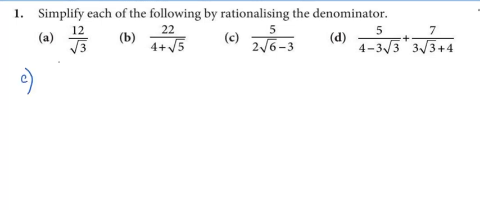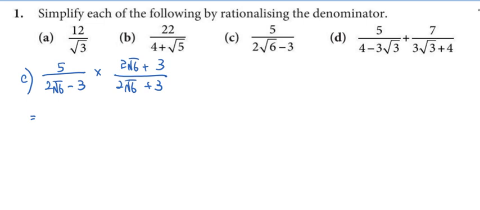So first thing, for C, most of y'all did this. You need to rationalize by multiplying by the conjugates. I saw this. But I also saw a lot of careless mistakes. First thing, numerator times numerator. Most of y'all did this immediately.